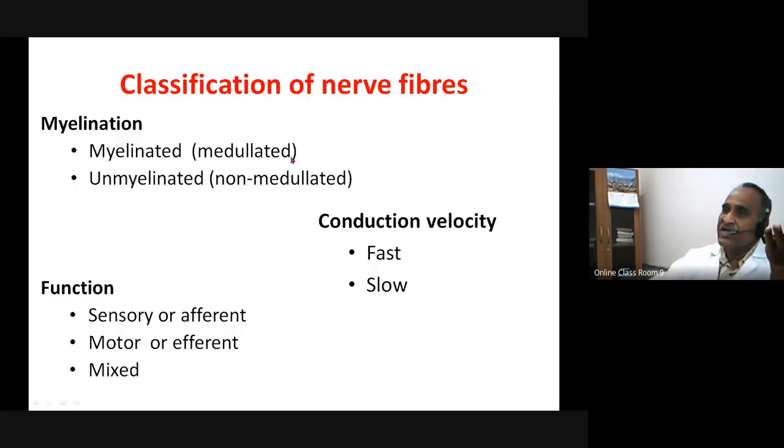Then unmyelinated axons, again, also depend upon the diameter. Here the conduction velocity is proportional to the square root of the diameter. So that is the conduction velocity. According to the conduction velocity, again, there are unmyelinated slow fibers, unmyelinated fast fibers, myelinated slow fibers, myelinated fast fibers, something like that. You can club these classifications, or you can keep this classification independently.